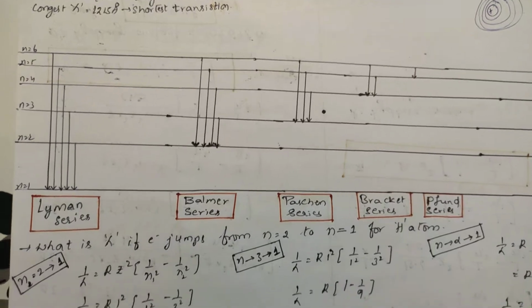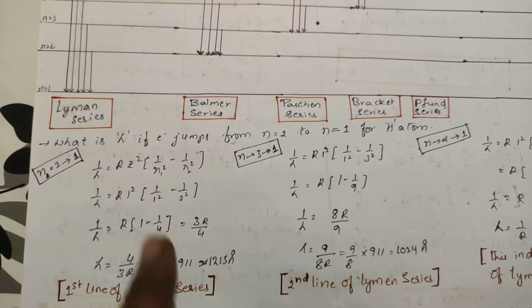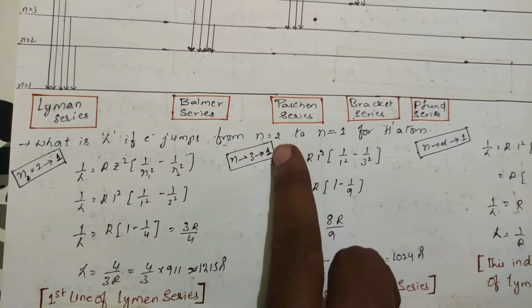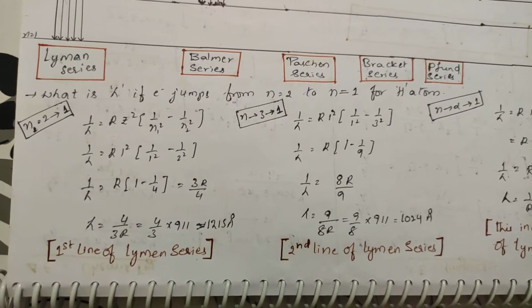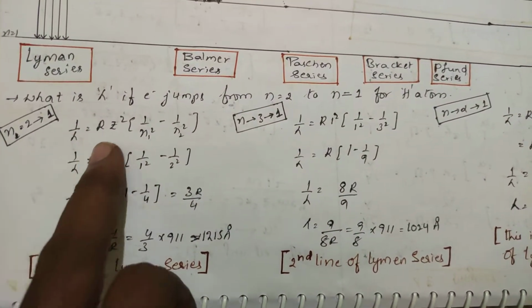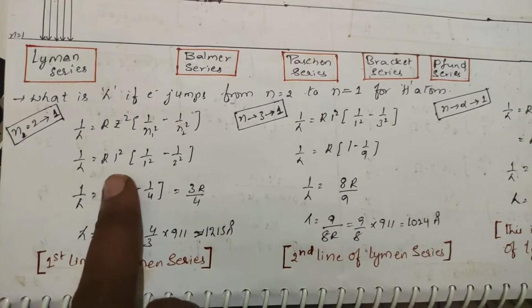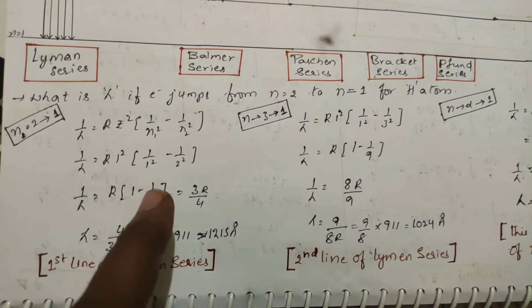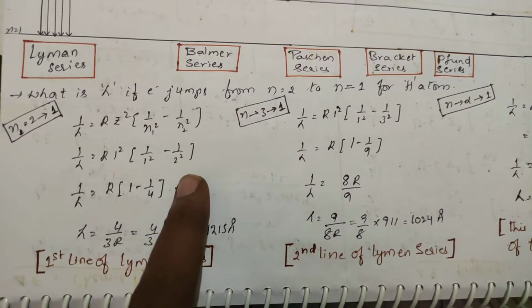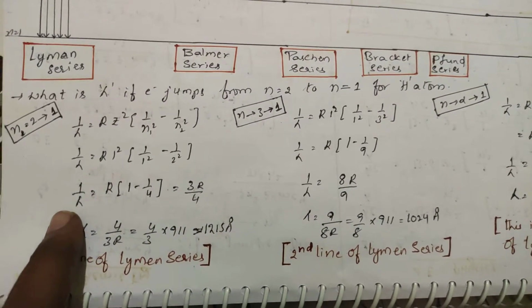Okay, right. See, for the first one, we are going to calculate this. What is lambda if the electron jumps from the 2nd orbit to the 1st orbit for the hydrogen atom? He is asking for the lambda value. So we know that 1 by lambda is equal to RZ square, 1 by n1 square minus 1 by n2 square. Z value is 1 because it has been mentioned as hydrogen atom. So 1 by 1 square minus 1 by 2 square. So it is 1 minus 1 by 4, so it is 3R by 4. 1 by lambda is equal to 3R by 4.